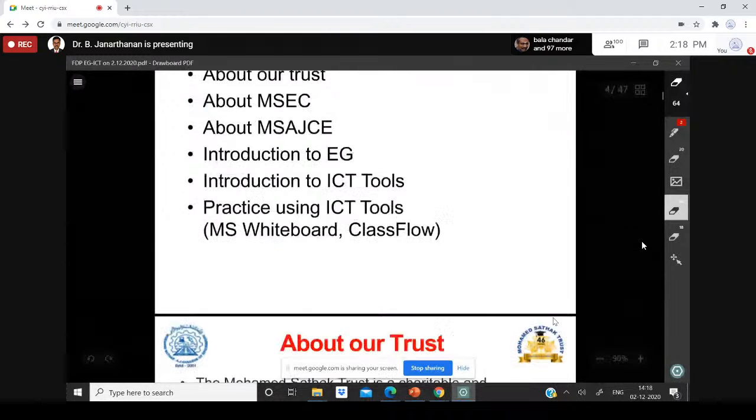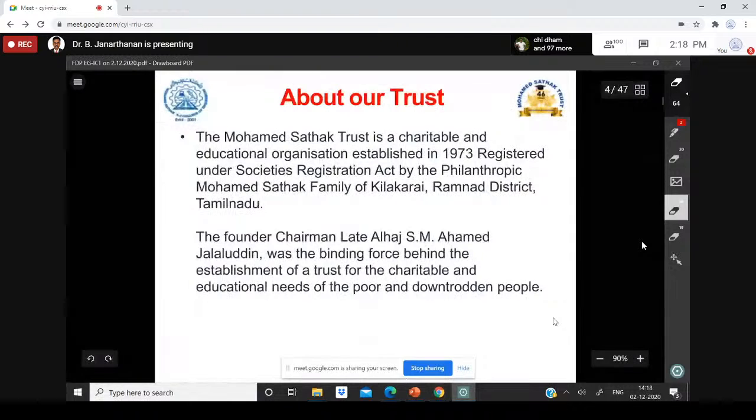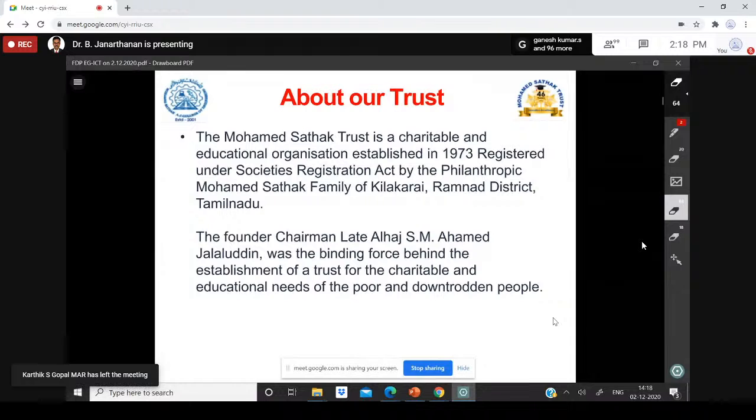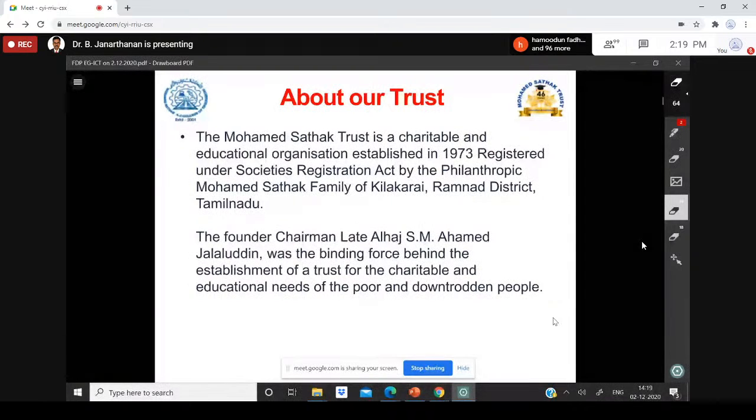So this is about the trust. Our Mohamed Sathak Trust is a charitable and educational organization established in 1973, registered under the Societies Registration Act by the philanthropic Mohamed Sathak family of Kelakarai, Ramanathapuram district in Tamil Nadu.